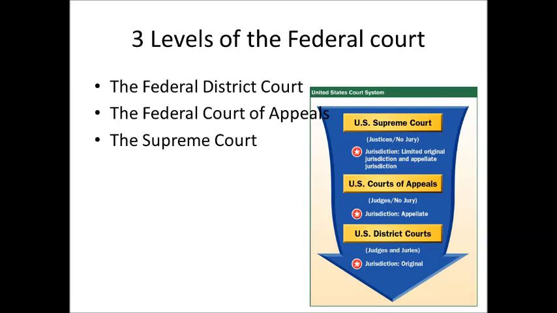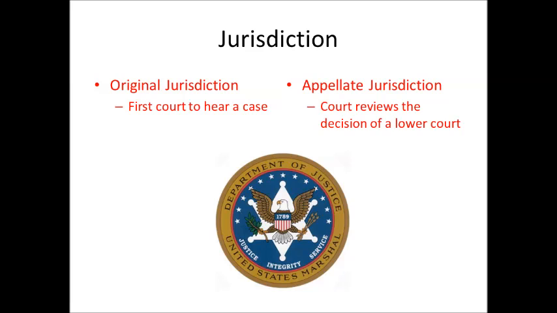Our district courts are going to always have original jurisdiction. That's the first court in which a case goes to once it's in the federal court system. The Court of Appeals, or the appellate court, has appellate jurisdiction because cases can only get to that court after they've been decided at the district court level.